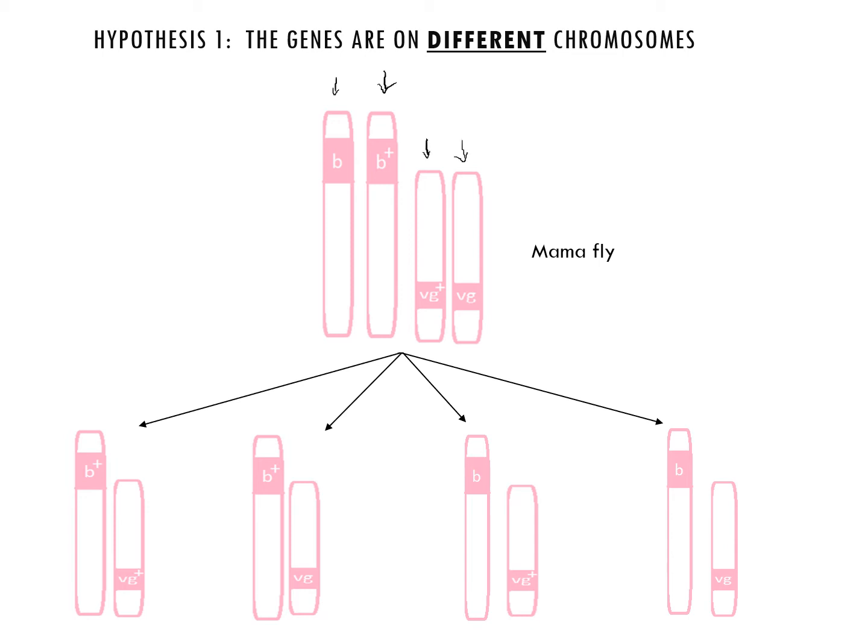So after the S phase and meiosis, we would end up with these gametes. So we'd get one gamete that has wild gray color and normal wings. Another one has gray and vestigial wings. Another one would be black with normal wings, and the other one is black and vestigial wings. So they're all different combinations if they're on different chromosomes.